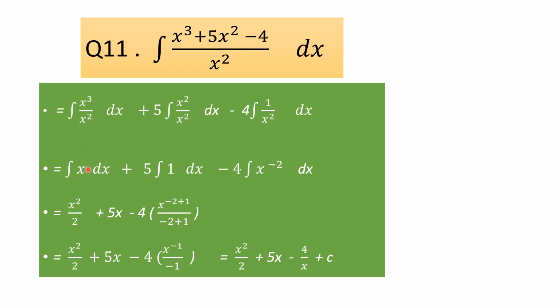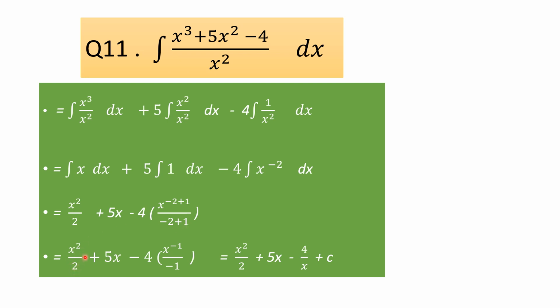You will get integration of x, because x cube upon x square leaves x. x square upon x square leaves 1, and 1 upon x square is x power minus 2. Now we will integrate it. Integration of x is x square upon 2. Integration of 1 is x. So this 5 is being multiplied. Your answer is 5x minus 4 as it is. Integration of x power minus 2 is x power minus 2 plus 1 whole upon minus 2 plus 1, because you will be increasing the power by 1 and dividing by the same.